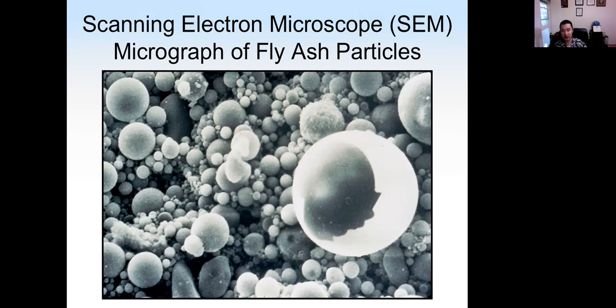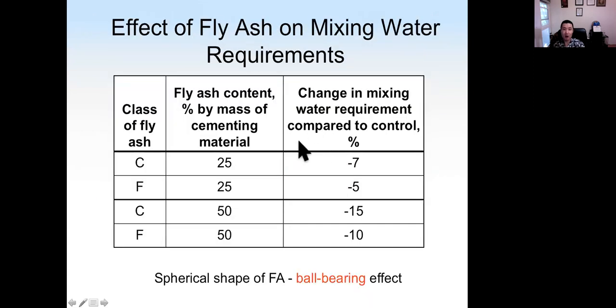So when we introduce it in concrete, it can make the concrete easier to mix. Okay, increase the slump. So this is how the fly ash will affect how much water is needed in concrete. As we can see, we can reduce the amount of water requirement compared to control, which is concrete with 100% cement. This is due to the so-called ball bearing effect. The spherical shape of fly ash will facilitate the mixing of concrete.